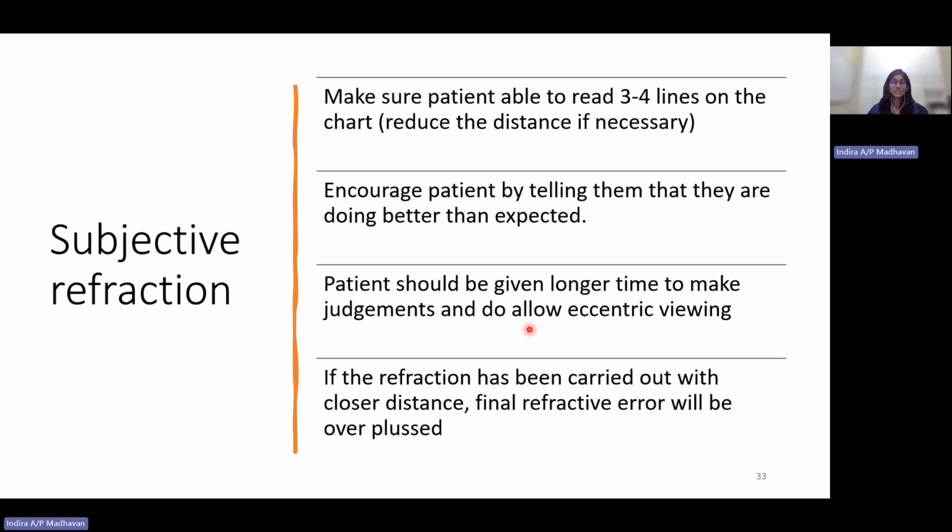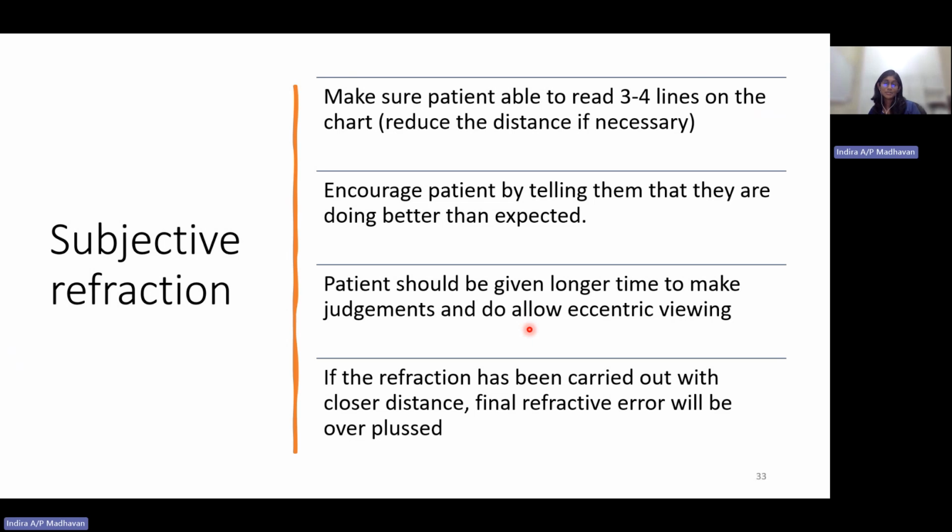Number two is encourage the patient by telling them that they are doing better than expected. This is very much needed. Patients need some motivation to do the very complicated assessment, whether one better, two better, and all that. It's going to be very tiring for the patient. So always boost them up with some positive words so that they will feel better in cooperating with you.